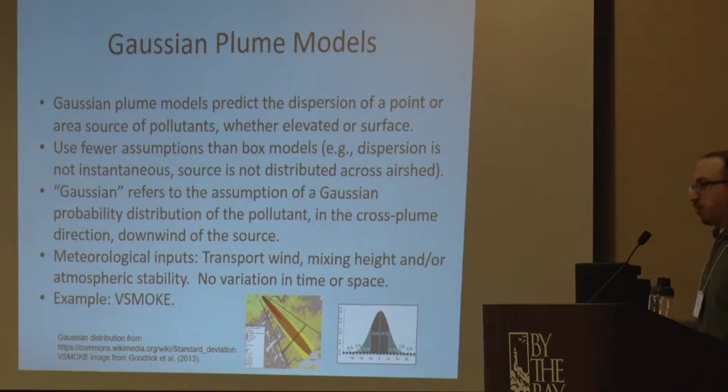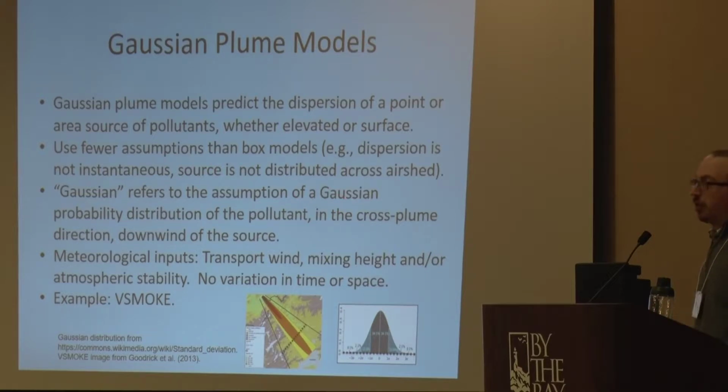Then the next step is the Gaussian plume models. Gaussian plume models predict the dispersion of a point or area source of pollutants, whether it's elevated as in a smokestack or point, or surface, as in, for instance, a surface fire. They use fewer assumptions than box models. For instance, the dispersion is not instantaneous, so you can apply this on smaller time scales. You're not looking at what's going on over the next few days. You can apply this on a shorter time scale, as in hours into the future.